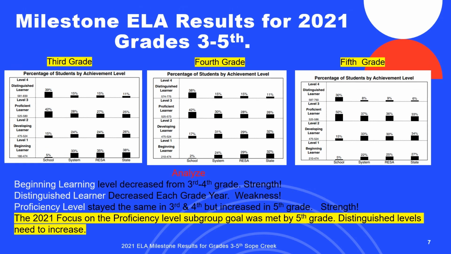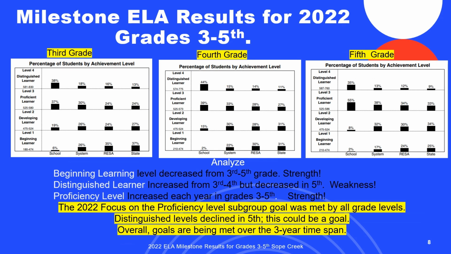Our 2021 ELA results: the beginning learner level decreased from third through fourth grade, which was a strength. The distinguished learner decreased each grade year, which is a weakness. And the proficiency level stayed about the same in third and fourth, but increased in fifth grade, so is considered a strength. So our 2021 focus on the proficiency level subgroup goal was met by fifth grade. Distinguished levels need to increase.